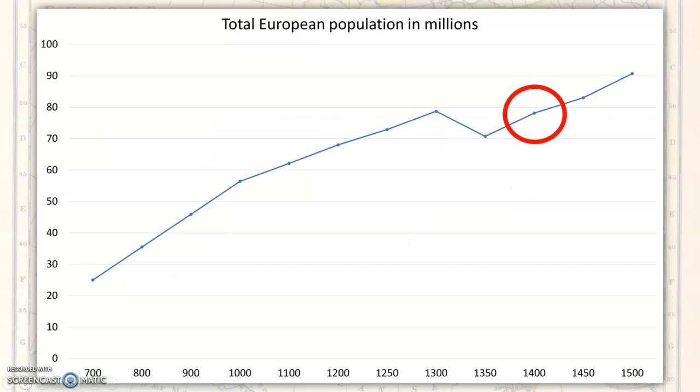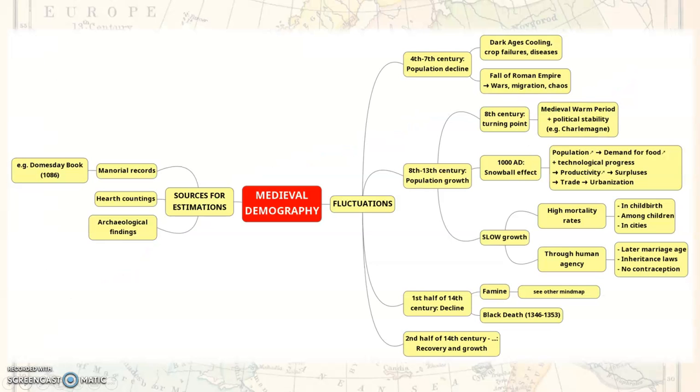By 1400, the population was growing again. Food scarcity became less of a problem, and wages went up again. Pressure on agriculture lessened as well. Here you get an overview of medieval demography.